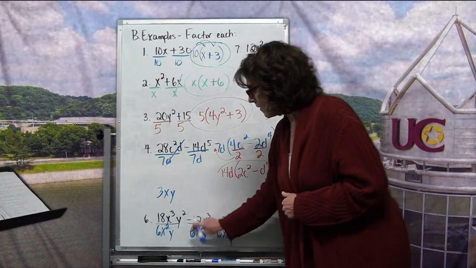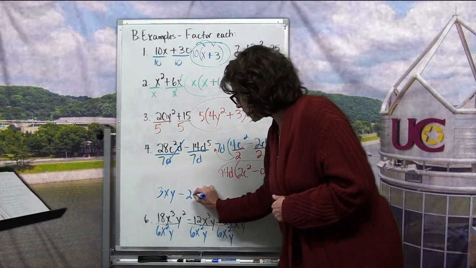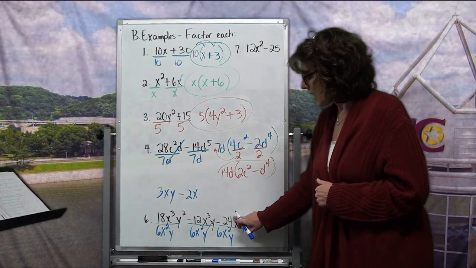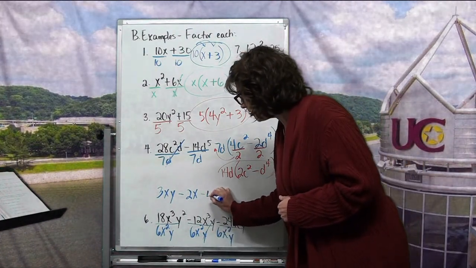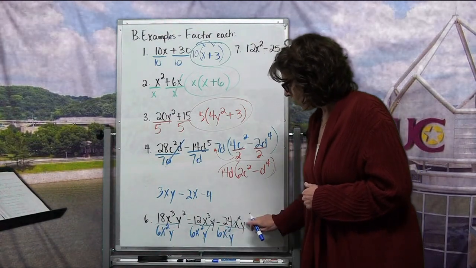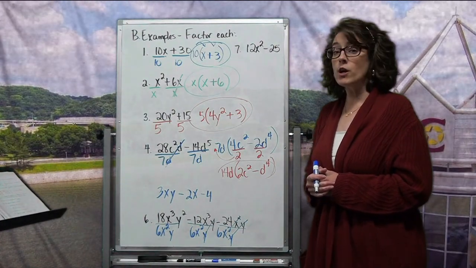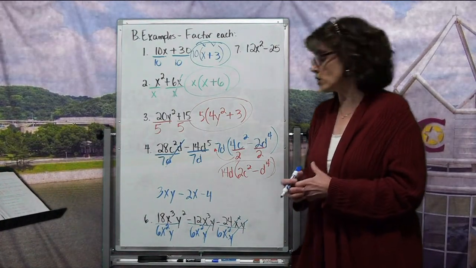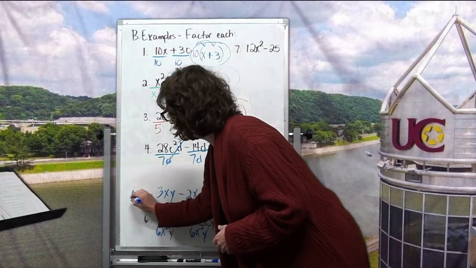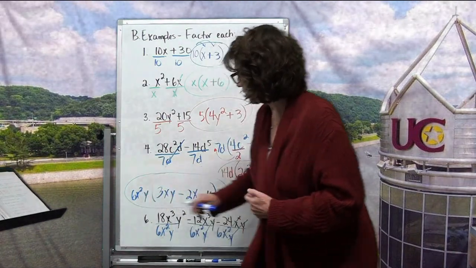Now here, negative 12 divided by 6 is negative 2. X to the third divided by x squared is x to the first. These y's will cancel. Negative 24 divided by 6 is a negative 4. X squared divided by x squared cancels. Y divided by y cancels. I'm just left with that negative 4. And recall, I don't want to change its value, just what it looks like. So I'm going to write down out front what I divided out. And here is my factored form.